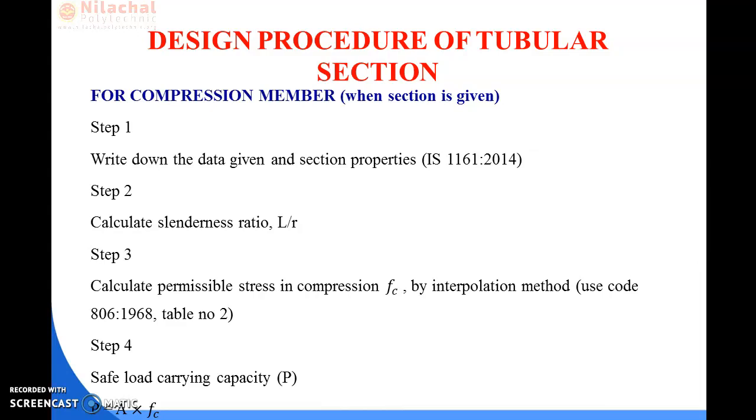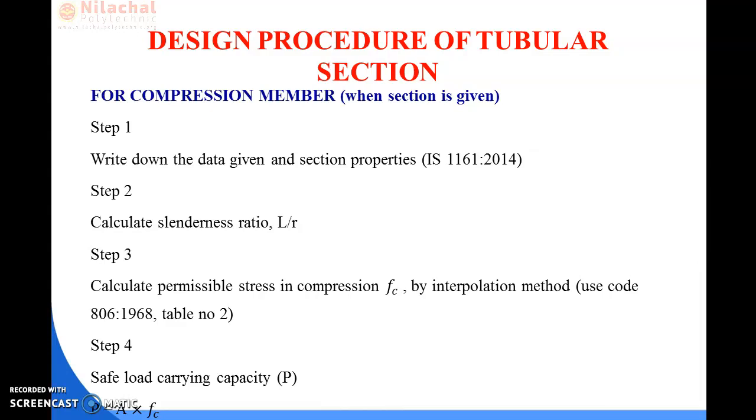For the compression member, the design procedure is different, and where we have to connect two members, that is a compression and a tension member, together to form a structure, the design procedure is quite separate compared to the compression member alone. So first of all we have to design the tubular section for the compression member only.